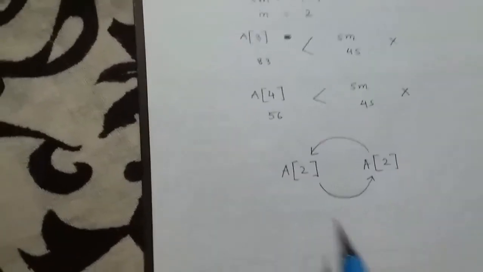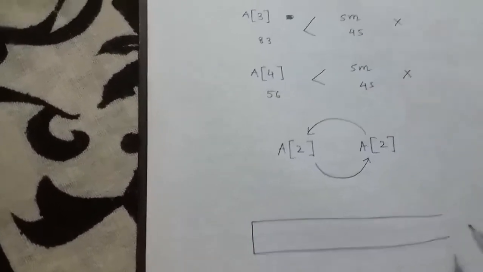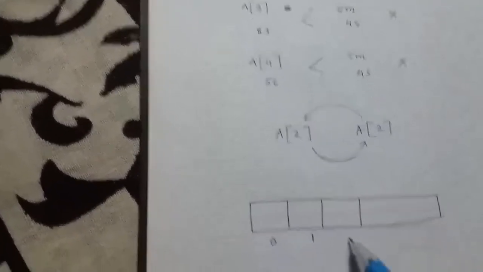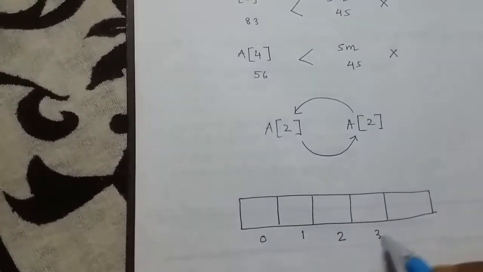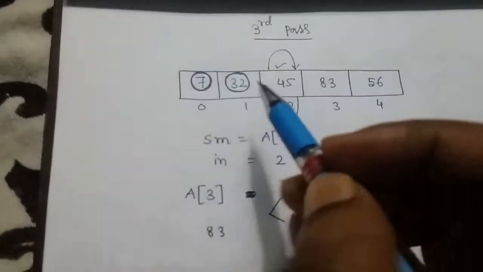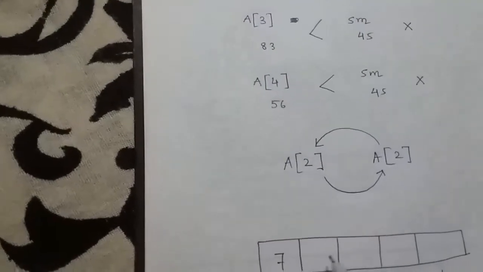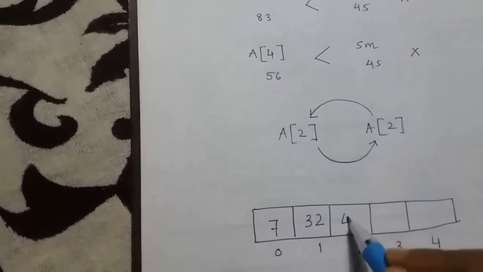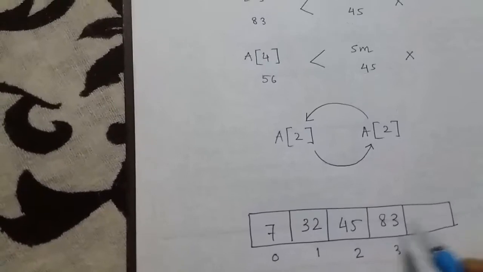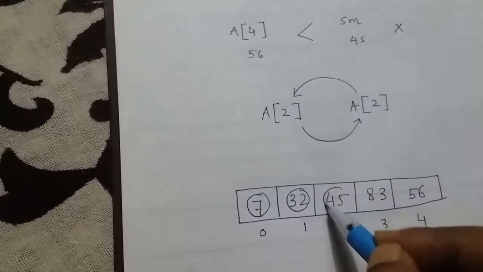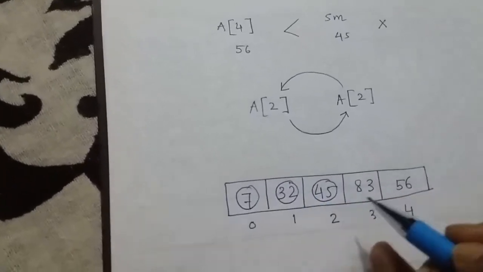So now the resultant array is, let's draw it. There are 5 blocks, 0, 1, 2, 3, 4. So the elements will be as they are: 7, 32, 45, 83, 56. So after the end of the third pass, 7, 32 and 45, these elements are fixed.